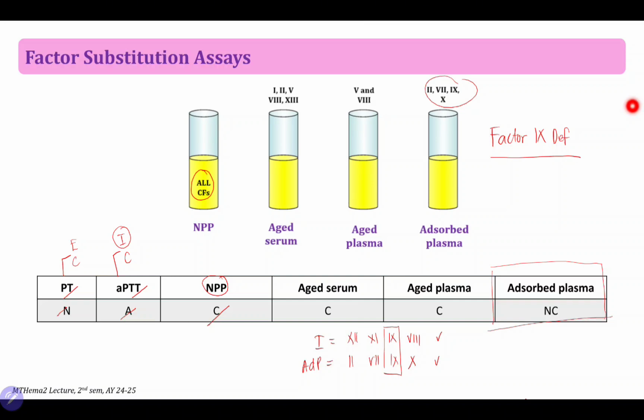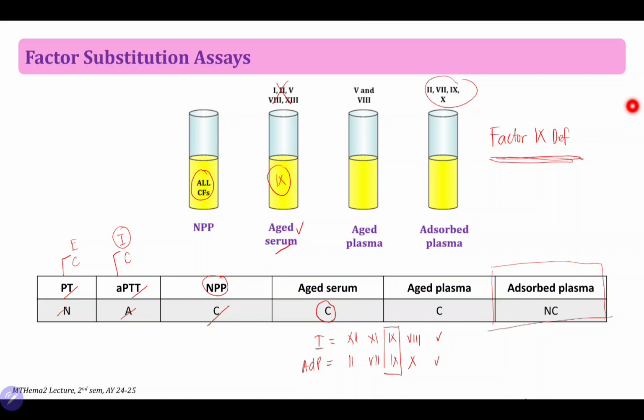Okay? Now, how would you be able to know na tama ang inyong sinagot? Titignan nyo naman yan si corrected. Okay? Titignan natin ang mga corrected results. Si aged serum. Kung may factor 9 deficiency ka ba, makokorrect ba siya sa aged serum? The answer is yes, kaya corrected siya. Kasi, meron naman siyang factor 9. Tama? Ito lang yung mga absent sa kanya.